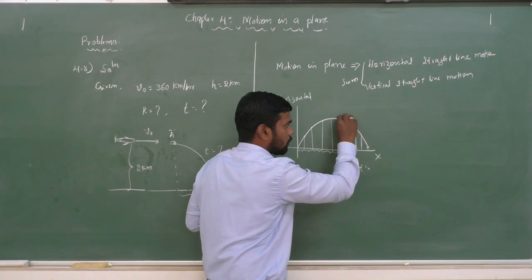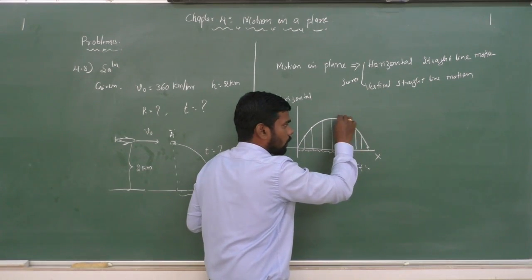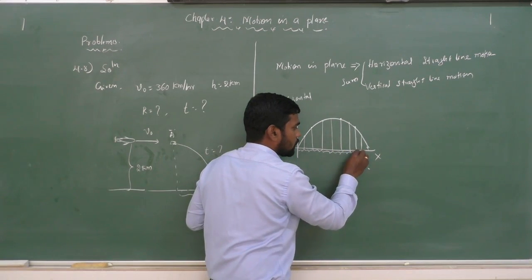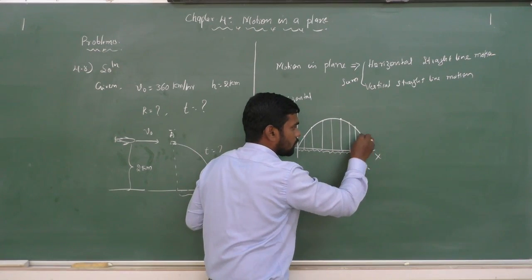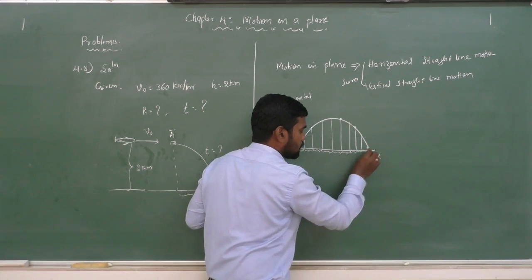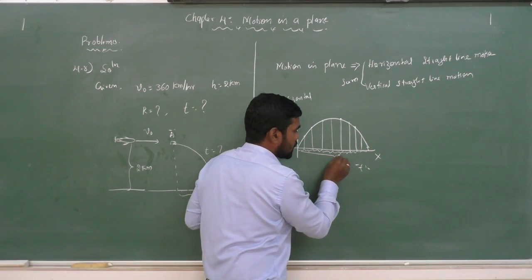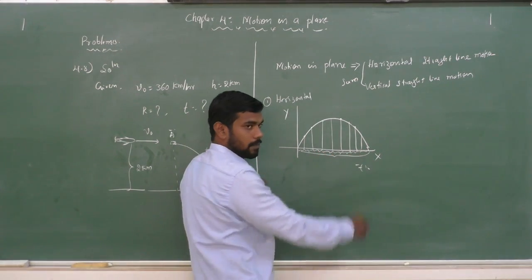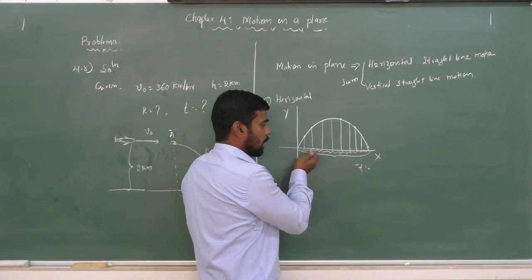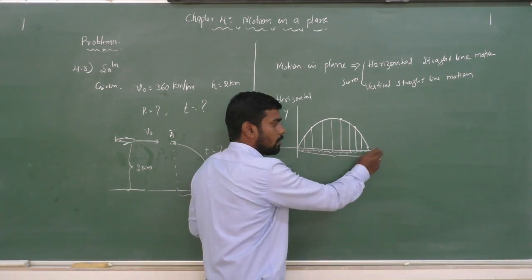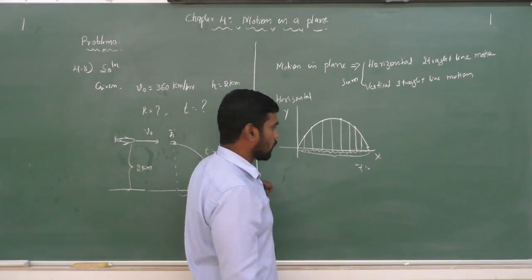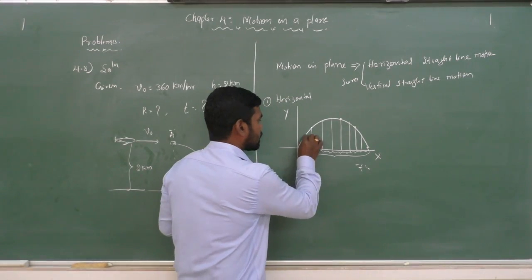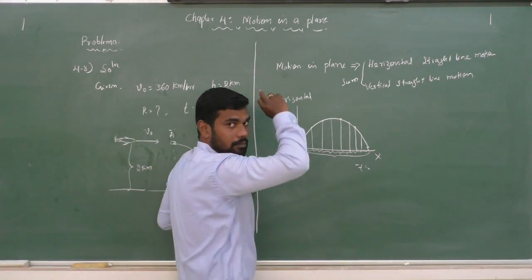Similarly, when the object moves from here to here, then this much distance, then from here this much, from here to here this much. That means the entire distance traveled by this object is the sum of these distances. That means your object can be assumed to be moving along the horizontal direction with some velocity.